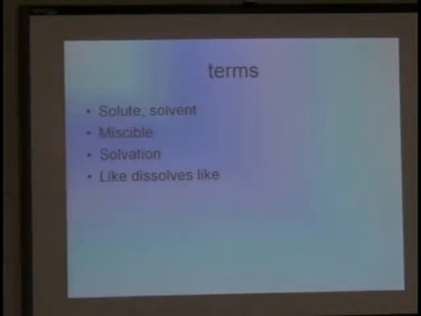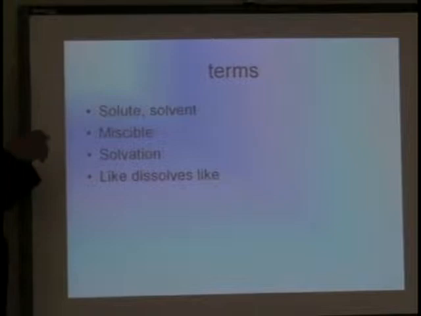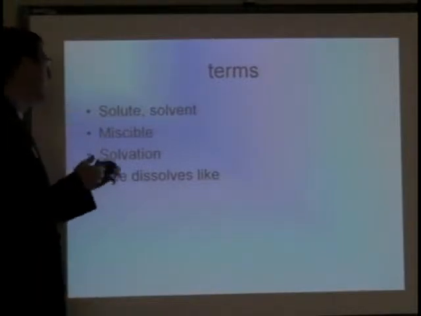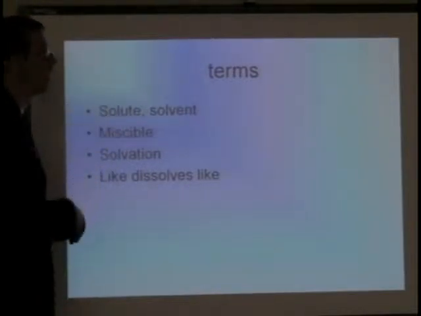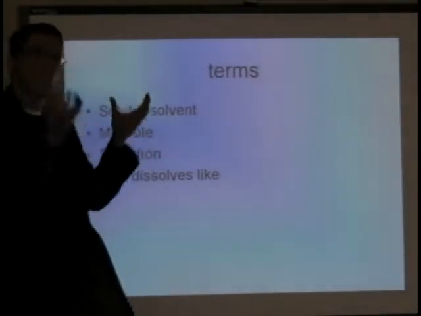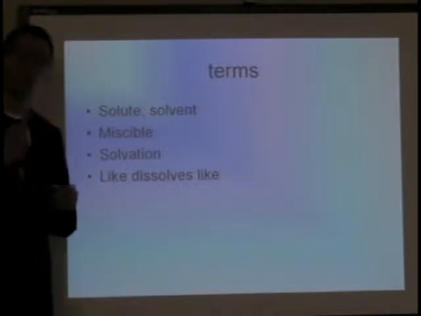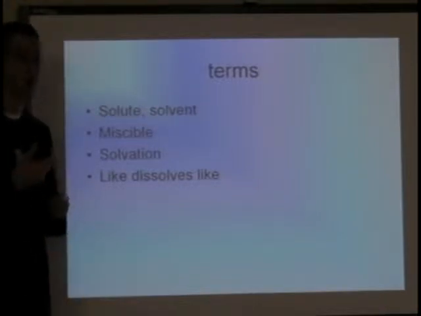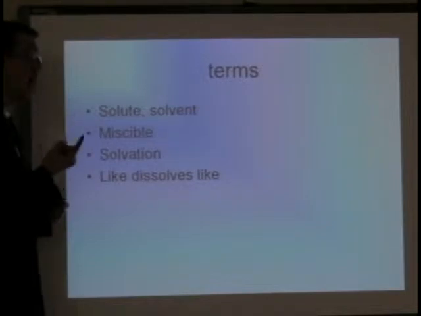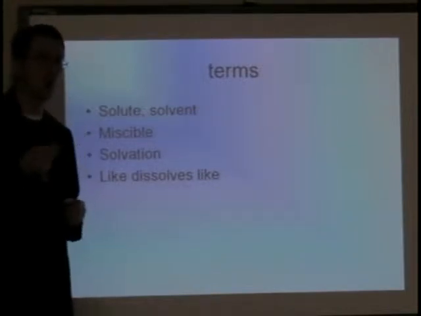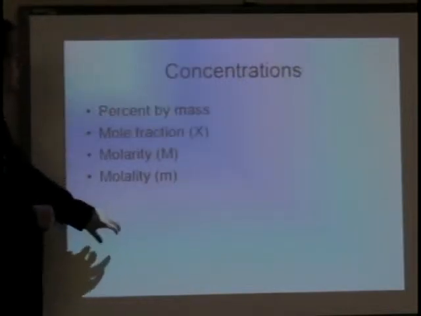Solvation is something we didn't talk about a lot, but that's when molecules or ions are surrounded by the water or the solvent. So when you dissolve a solute in a solvent, the solvent usually surrounds the ion. And then like dissolves like is a rule that we talk about in Chem 1 quite a bit, that things with charges, polar and ionic compounds, will dissolve other things with charges. Nonpolar, which does not have any charge, can only mix with other nonpolar molecules.